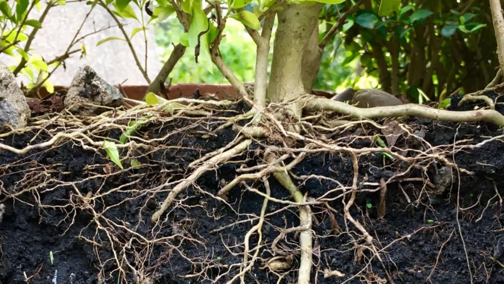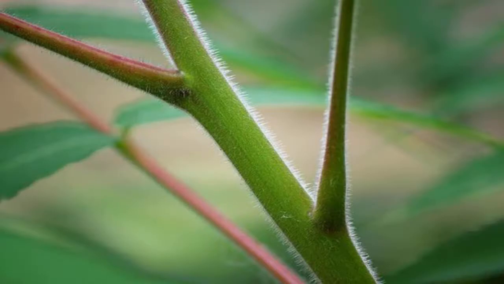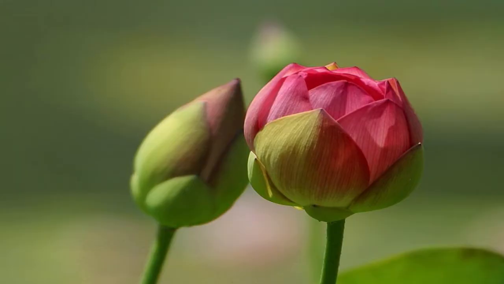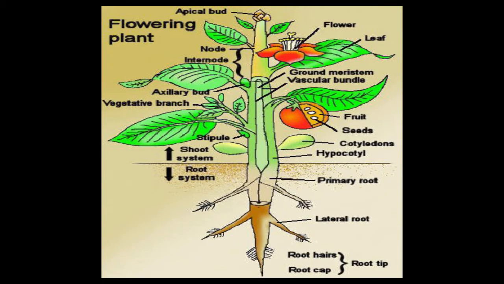A plant has two main parts. The root grows under the ground. The part that grows above the ground is called the shoot. The stem, branches, leaves, buds, flowers, and fruits are all parts of the shoot.